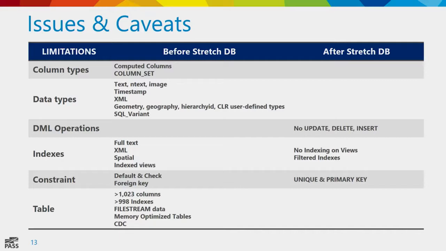Constraints. If you have any constraints, if on that table we have a primary key or unique constraint, we cannot stretch the database. And after stretch, you cannot create a constraint on it. That's on the 3rd column.